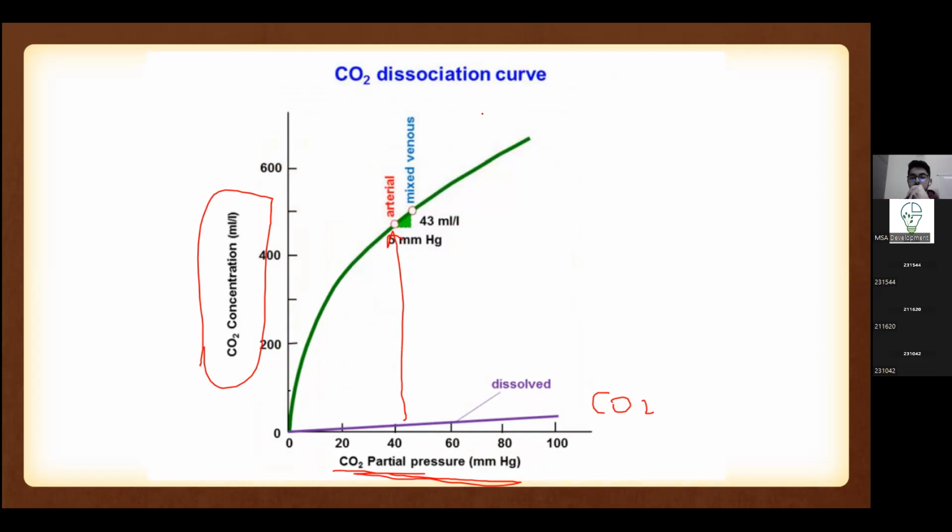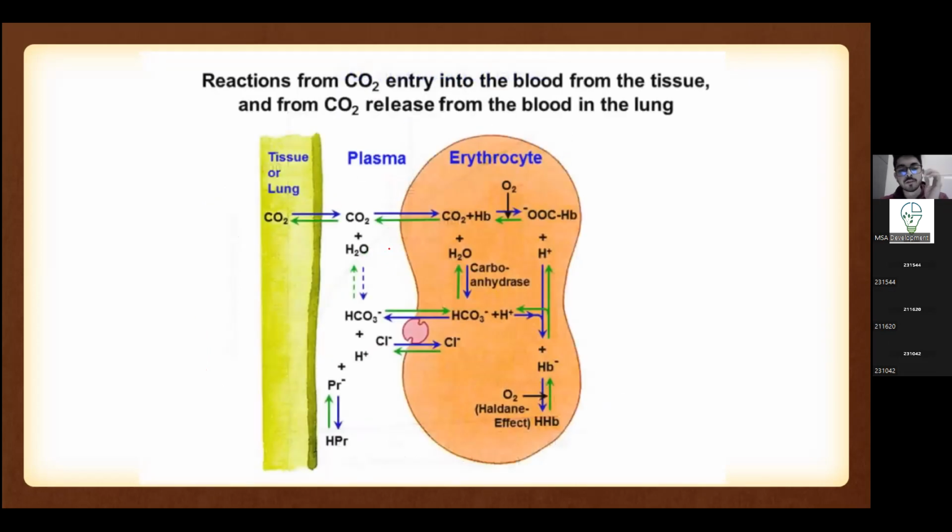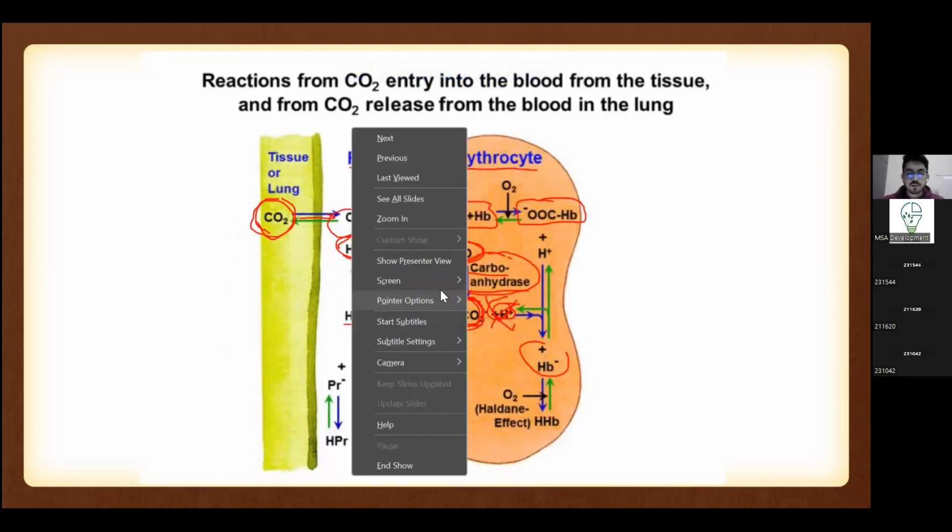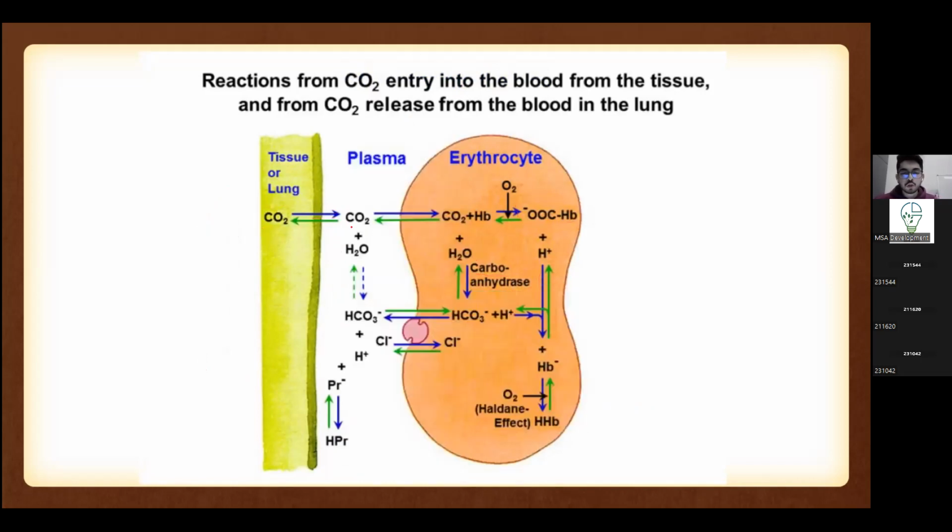Someone wants me to repeat carbamate. Okay, I'm going to do that. Again, CO2 is going to come, but instead of reacting with water to produce bicarbonate, now it's going to react with blood proteins, mainly hemoglobin. When it does that, it's going to produce something called a carbamino compound. A carbamino compound is basically a CO2 that's bound to the N terminal of a protein.